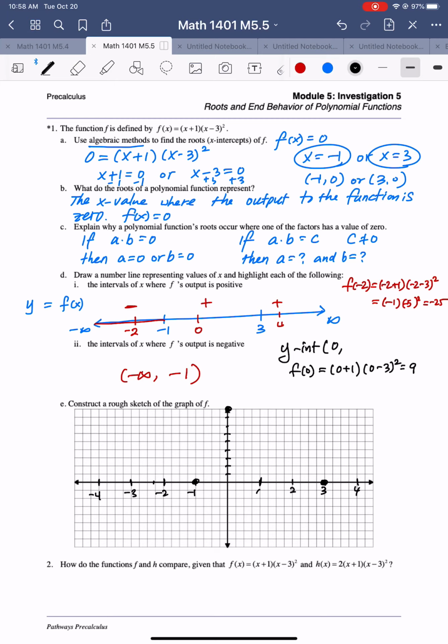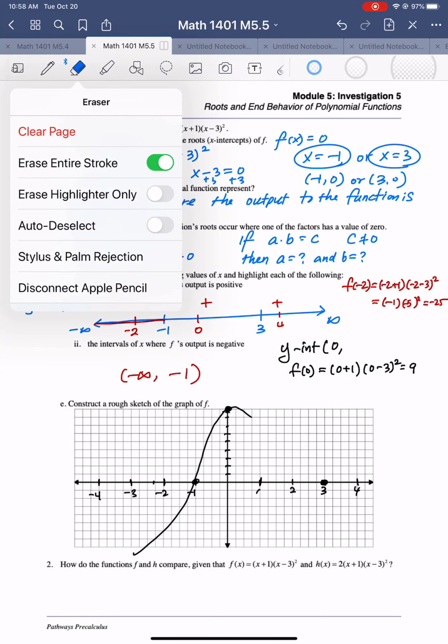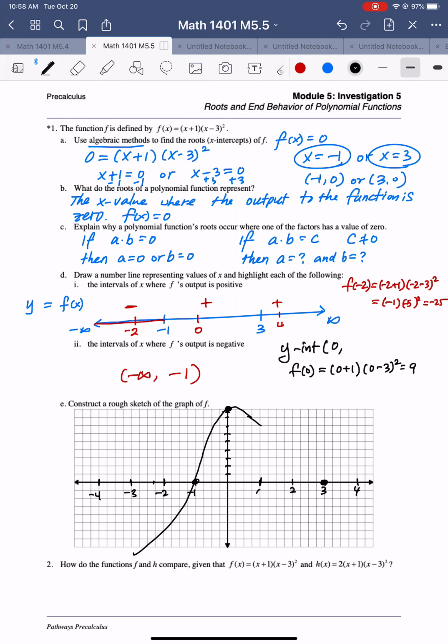Because this is a rough sketch, so this and maybe this goes down here to get this. Oh, sorry, it has to touch. What am I talking about? Because the 3 is actually repeated, so it goes back.